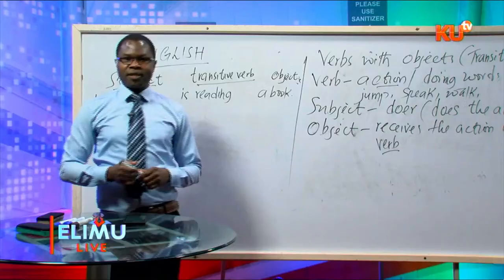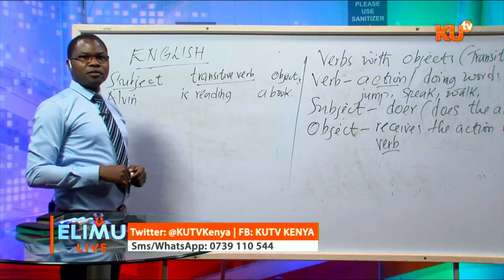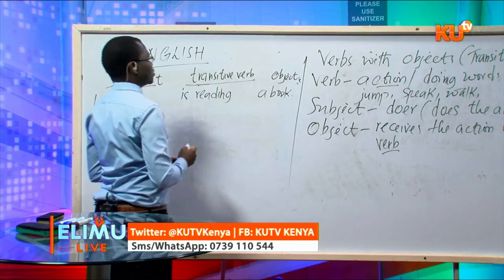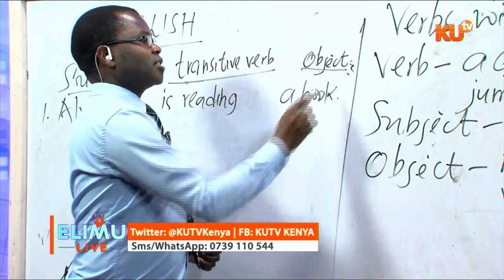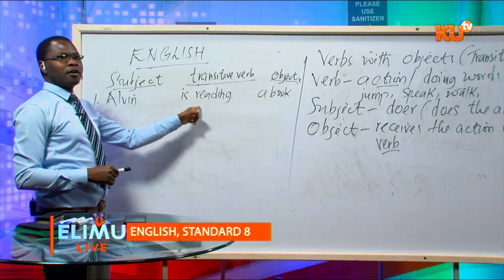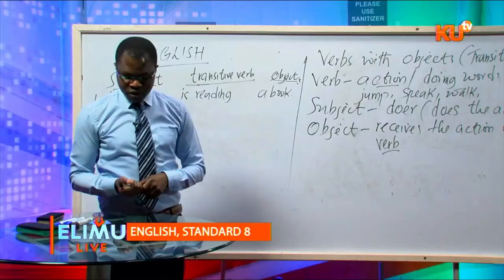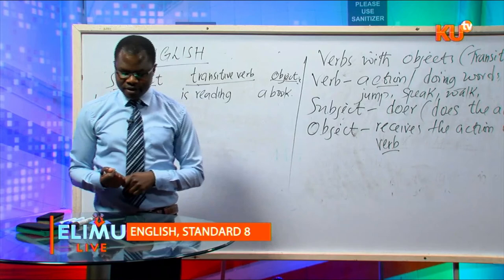Verbs with objects. In this sentence, the subject is Alvin, and what Alvin is doing is reading. Reading is what we call transitive verb, and then the object here is a book. So Alvin is the subject, is the doer, is the one doing the action here, which is a verb, is reading, and what is being read is an object, which is book. Verbs with objects. Number two, mother likes her new dress.